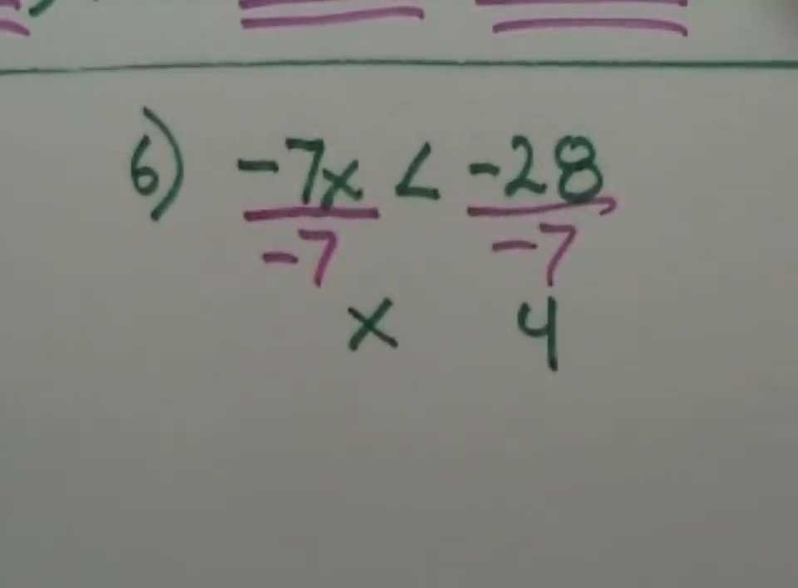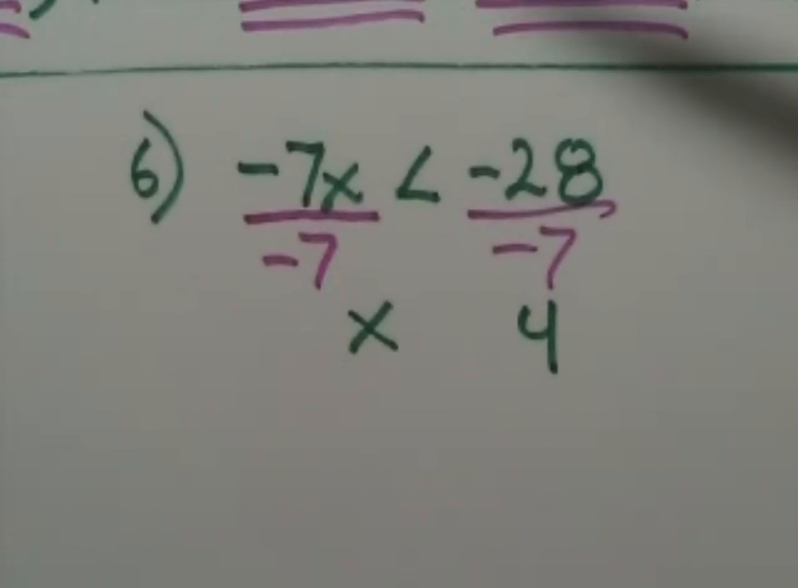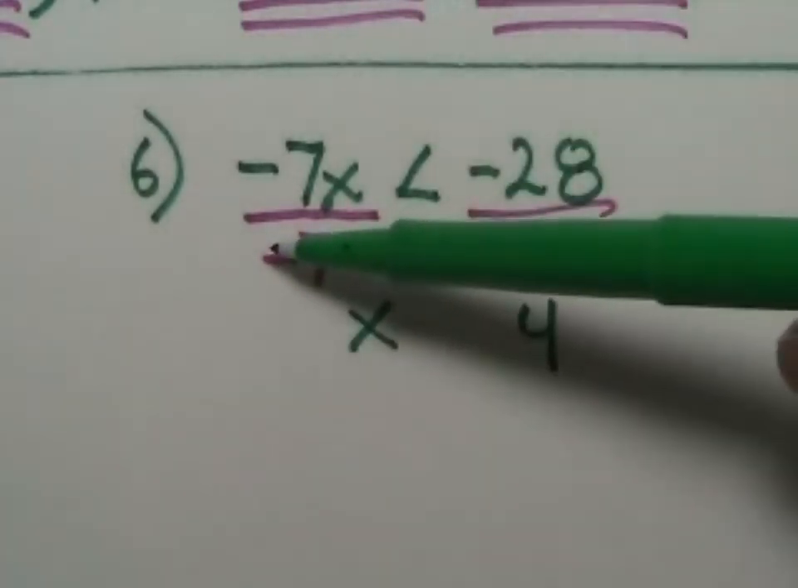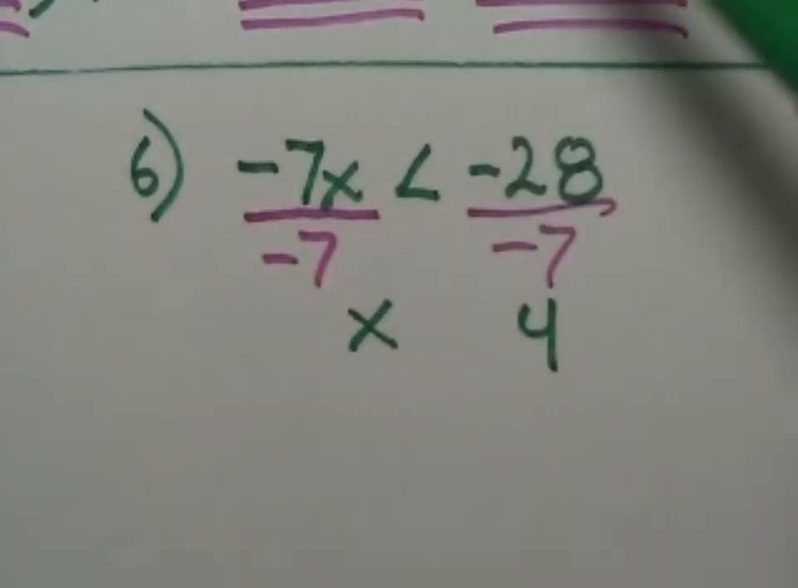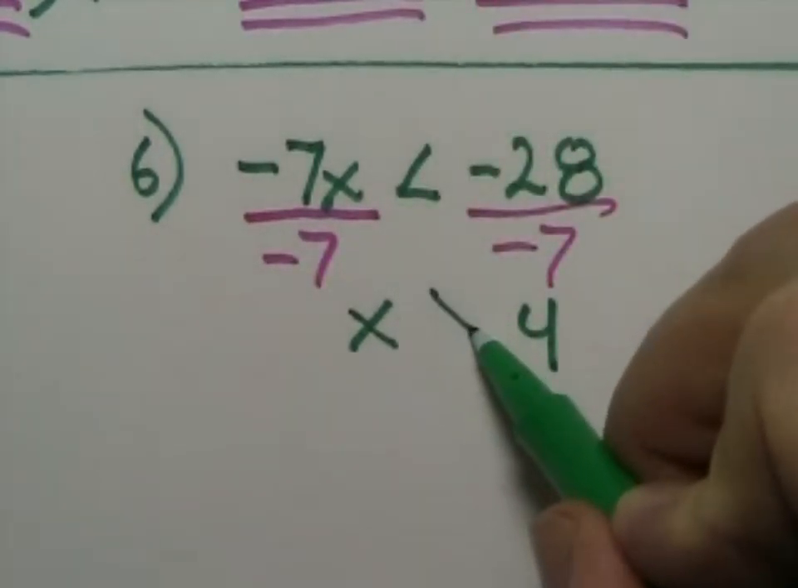The question is now, do I need to reverse the arrow? Let's see, I'm dividing by a negative on both sides. See that? I'm putting negative 7, negative 7. So yes, I'm going to have to reverse the arrow.